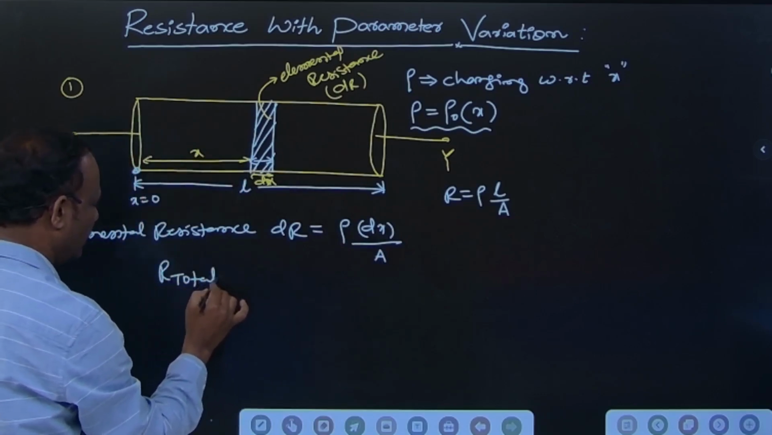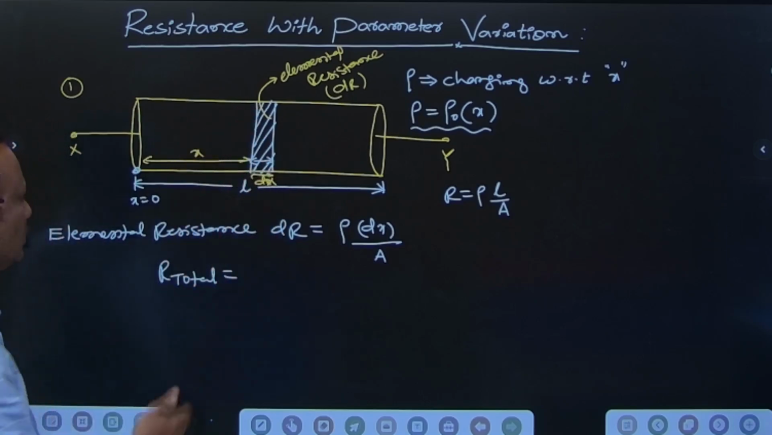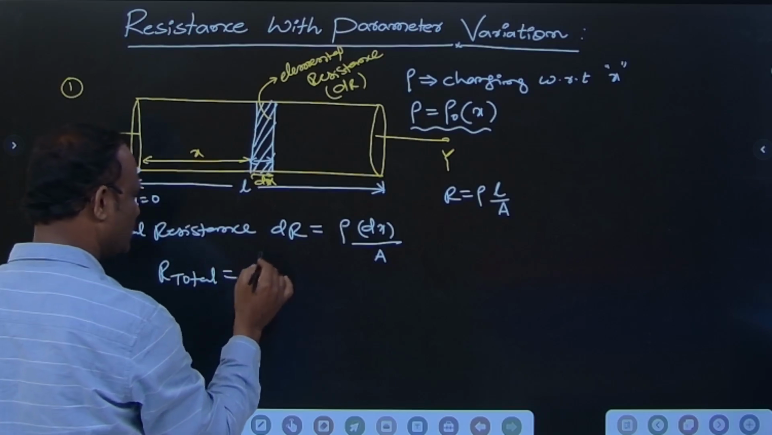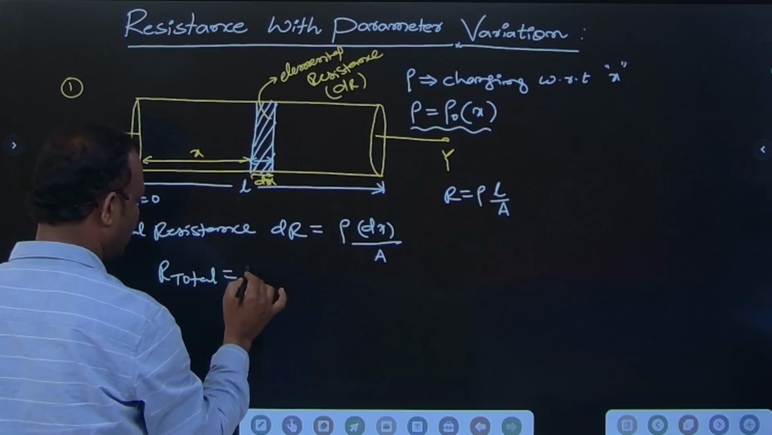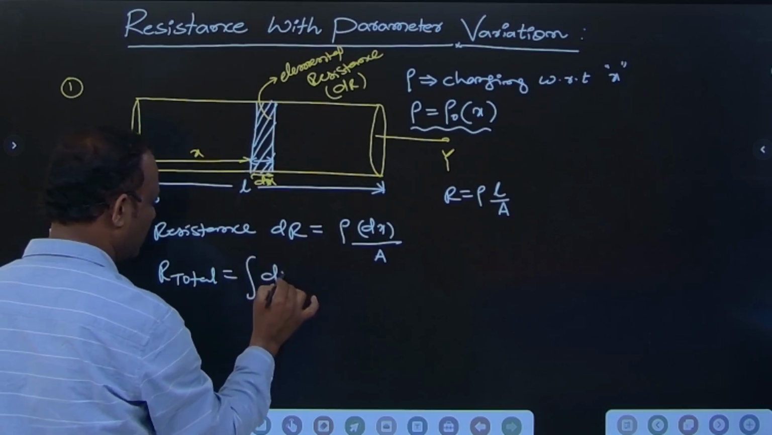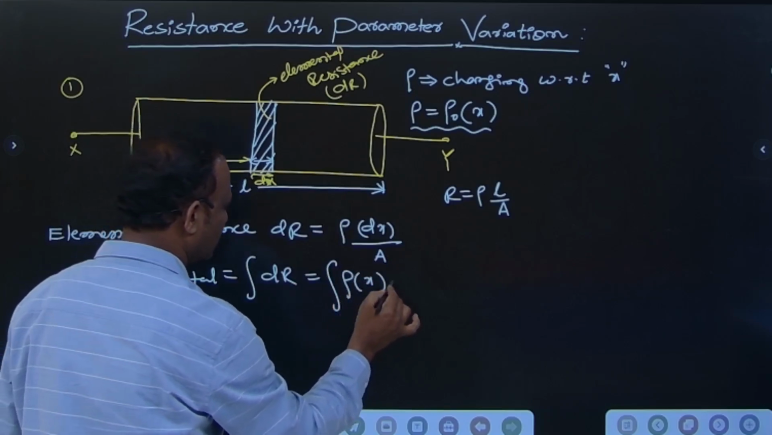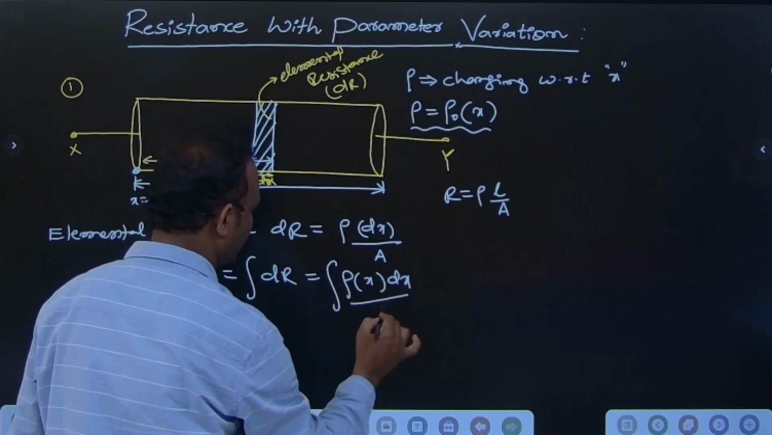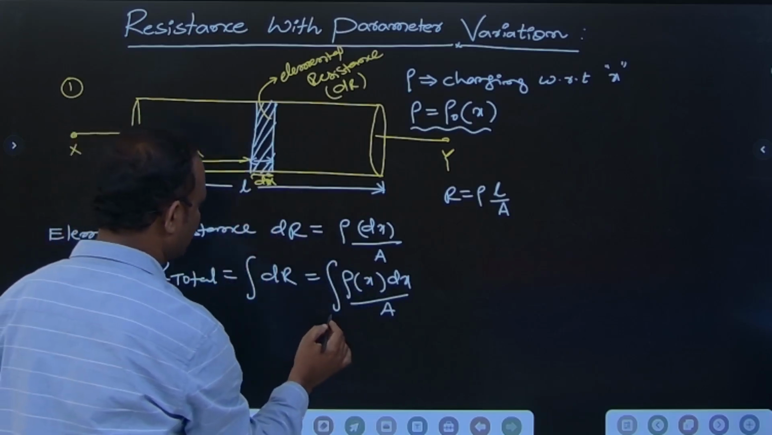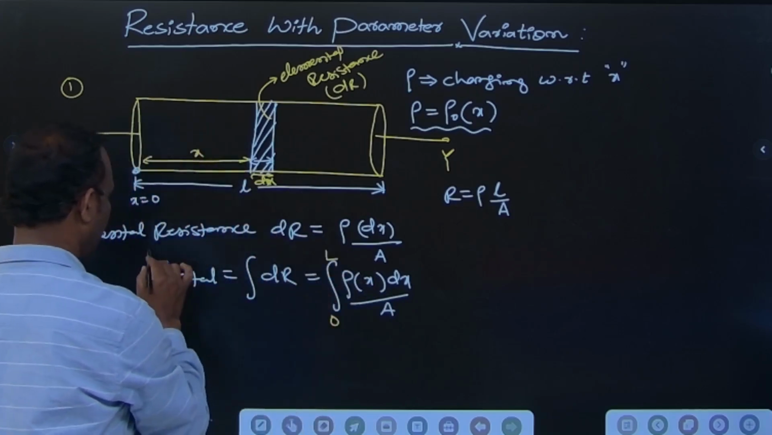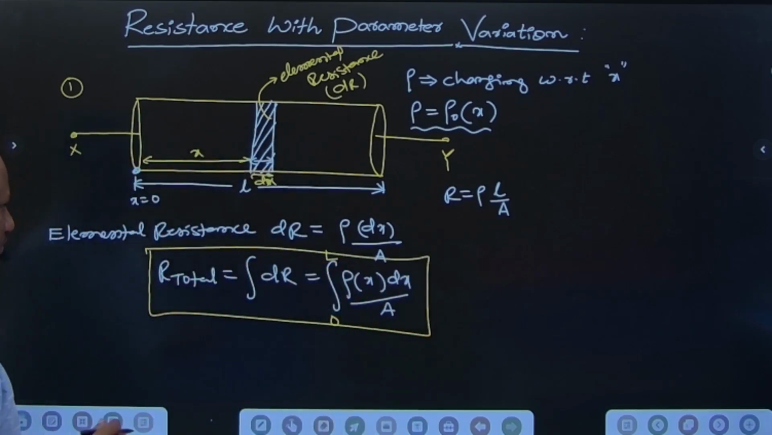Now R total: all these elements are connected in series combination. Series means R1 plus R2 plus R3, that means integration. Integration over dR equals integration over rho of x dx by A, the cross sectional area. The limits are from 0 to L. This is the method of problem solving for such types of questions.